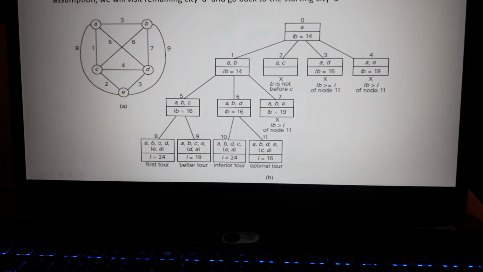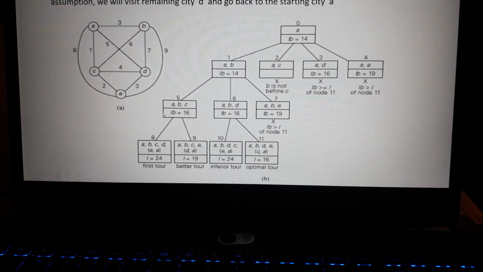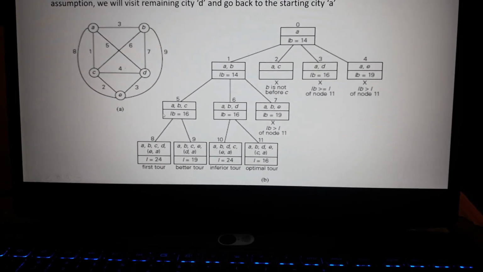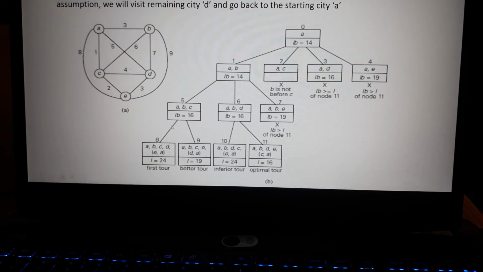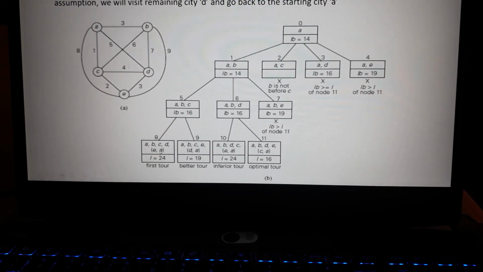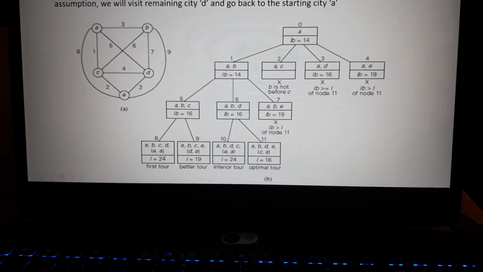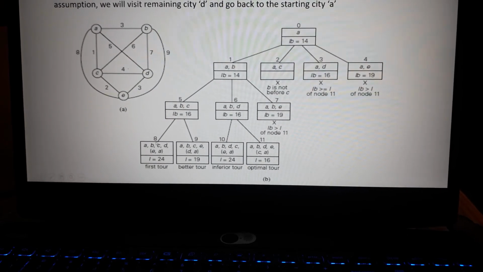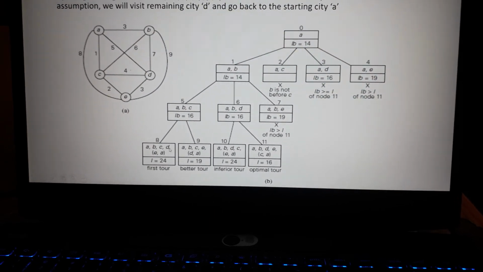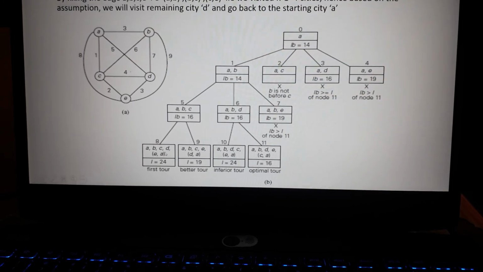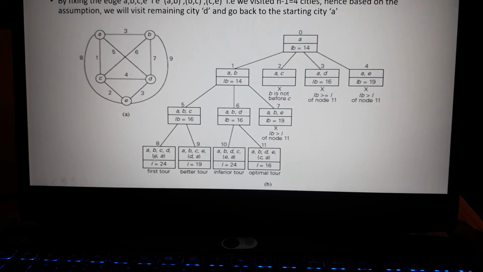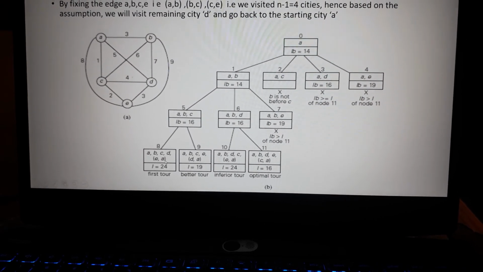Now, node 8 we can construct. From this, after constructing A, B and B, C, we will extend one more, we will fix the other edge C, D. So, by fixing that, we visited 4 cities A, B, C, D. So, based on our assumption, we will visit the city E and then we will return back to the city A.